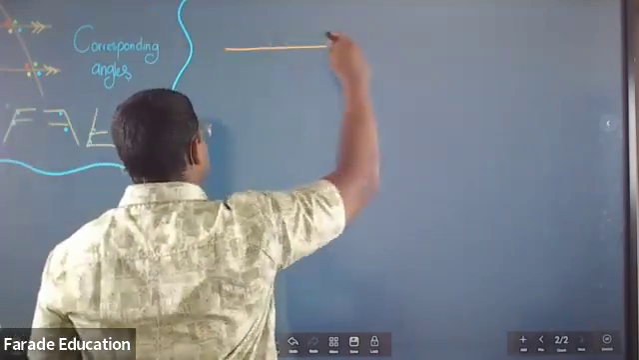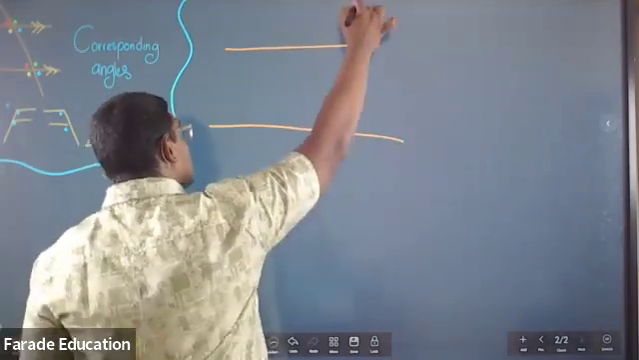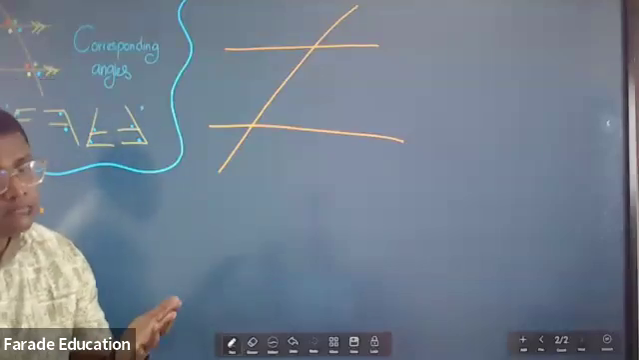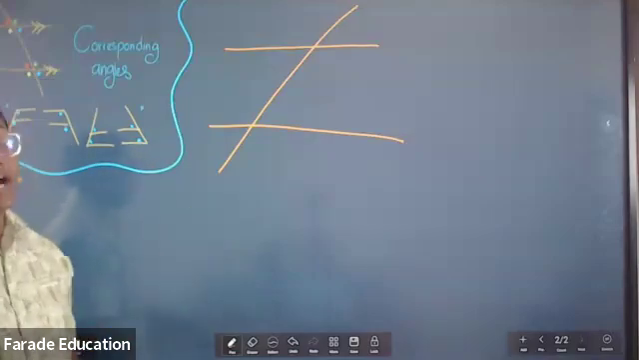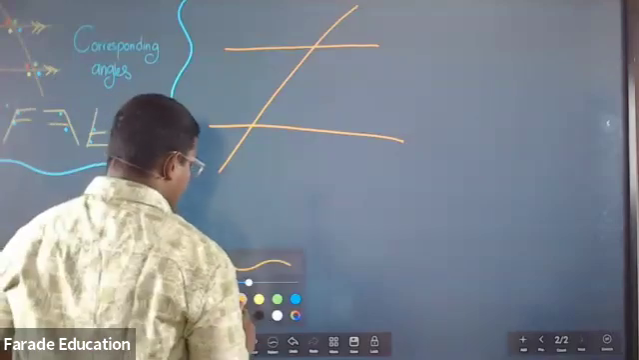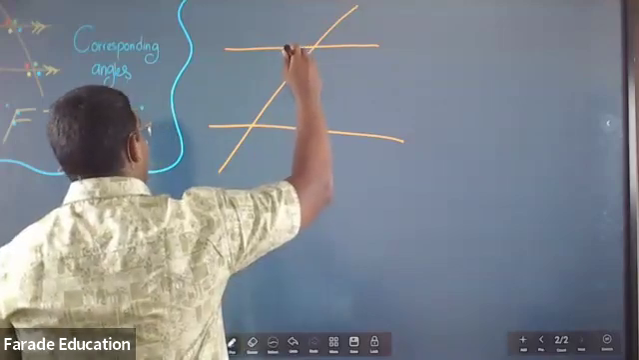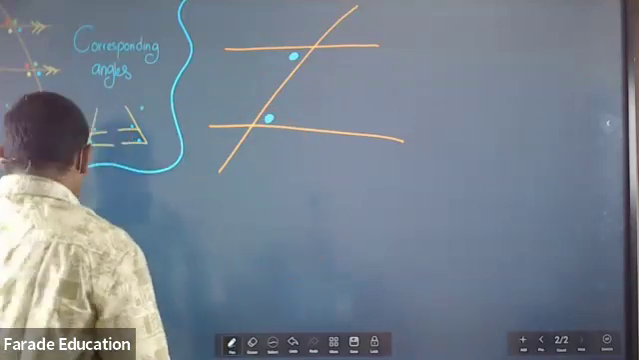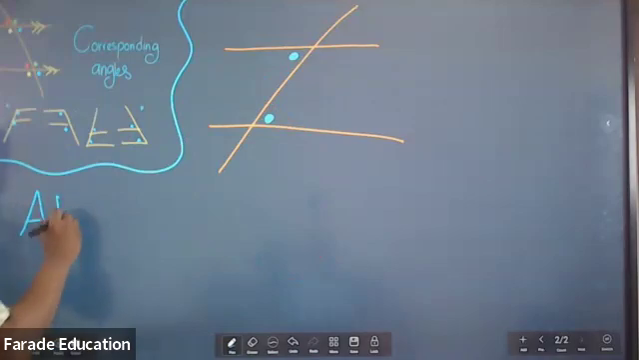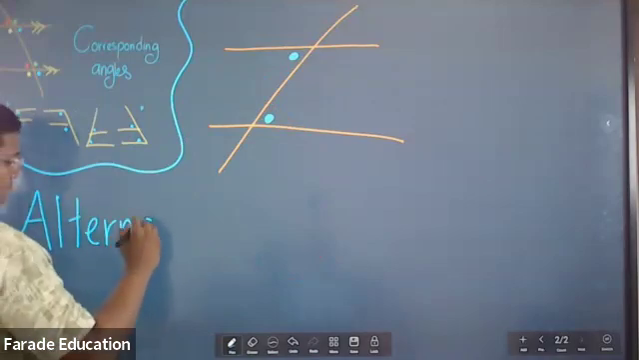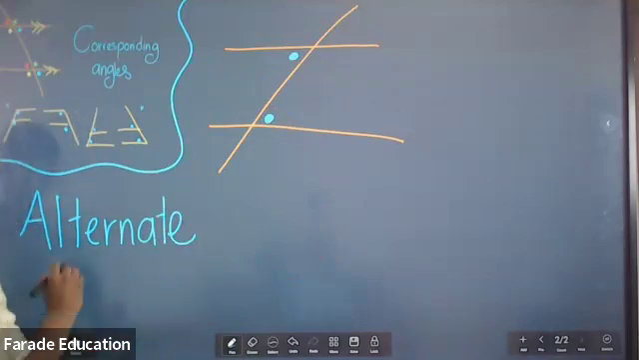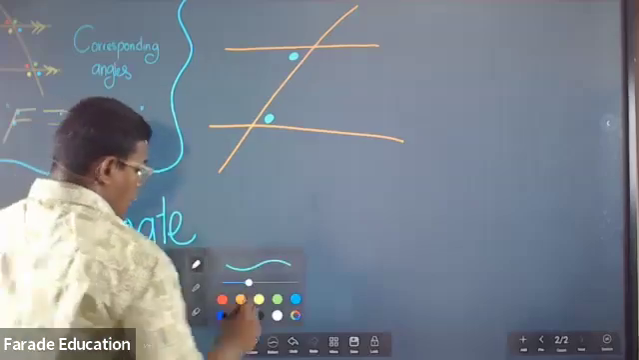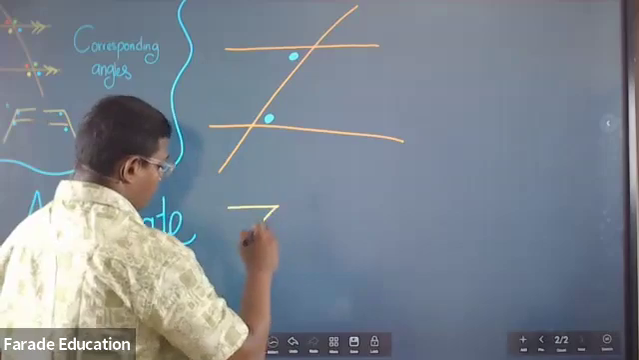I have a line. I have another line. A third line passes through it. We call it a transversal. In this, the angle here and the angle here, what do you call them? We call them alternate angles. Alternate angles are in the form of a Z.